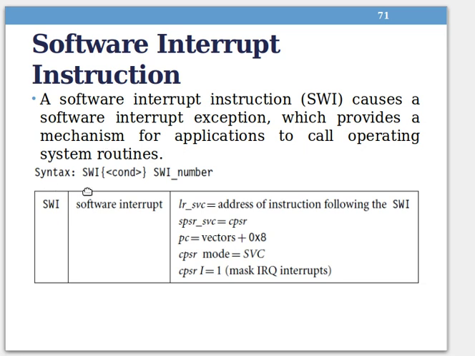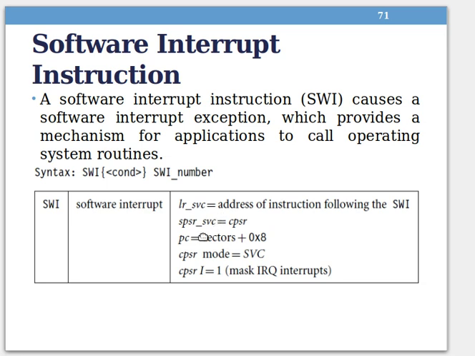Now the syntax here, you can see SWI followed by a condition. Again, it's optional. And followed by an SWI number. What is that? We will see that as the topic progresses. So what happens when a software interrupt occurs? This is the procedure which is given here.